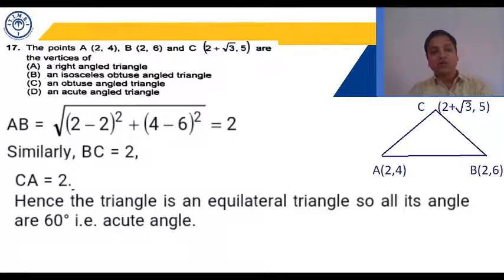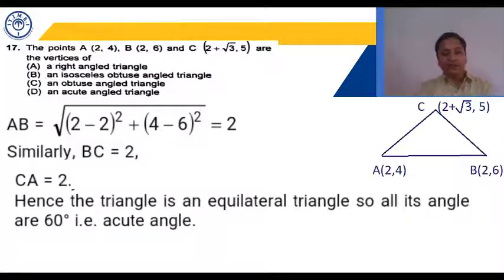An isosceles obtuse angle triangle. An obtuse angle triangle means an angle is more than 90 degrees. But we have all angles less than 90 degrees. So obtuse angle doesn't fit in. Option C goes out. Now B and C both go out, and A also goes out.